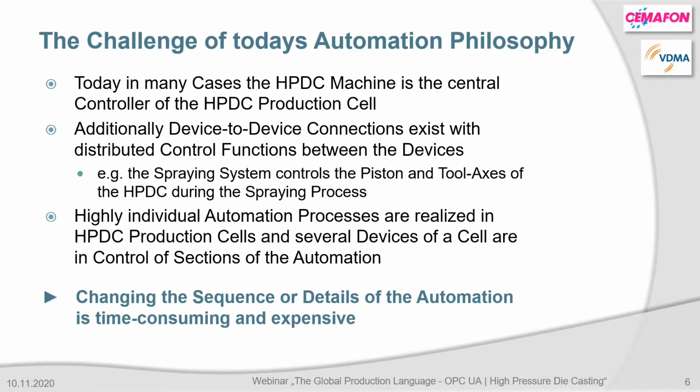Another problem in today's cells is that, because of the history, most of the communication, or most of the interfaces, are connected to the high pressure die casting machine. And additionally, we have different controller to controller communications in different islands of automation inside of the cell, but we don't have a central cell controller. This makes changing the sequence inside of the cell or details of the automation very time consuming and expensive, and this is something we have to overcome.